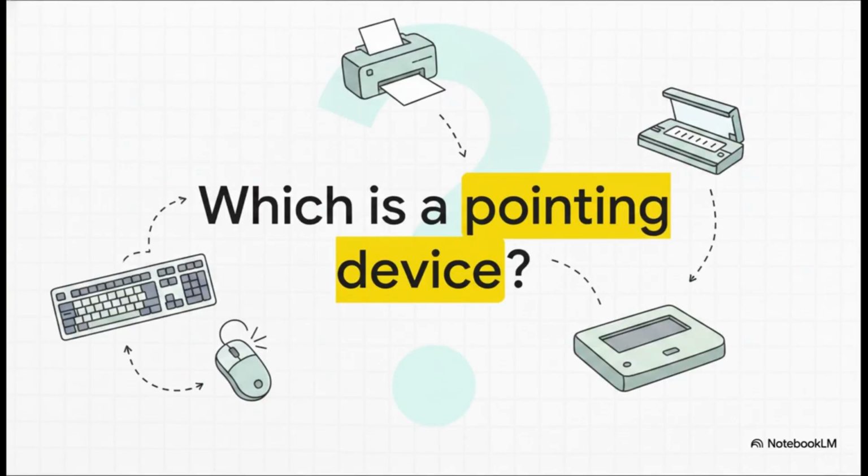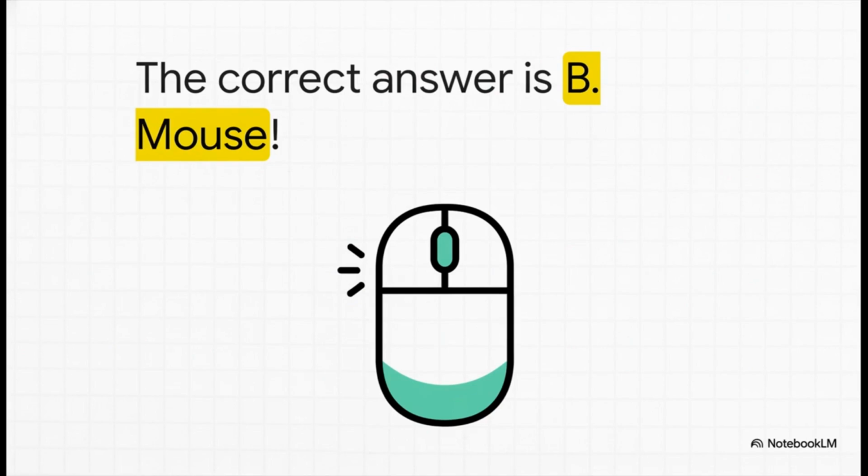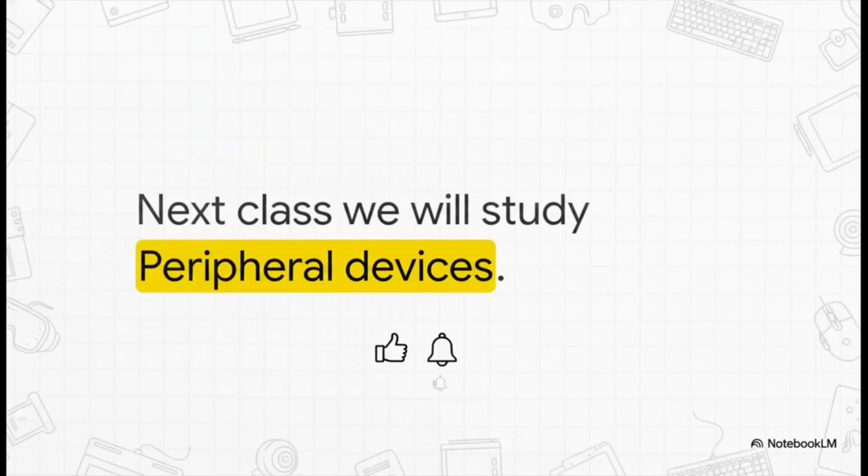And our final question for today, question 5. Which of these is a pointing device? A. Keyboard, B. Mouse, C. Printer, or D. Scanner? The correct answer is B. Mouse. Excellent job if you got all of those right. Make sure to remember these key facts as they are the absolute foundational building blocks of everything you will do on a computer. Before we go, think about this. With virtual reality and brain-computer interfaces on the horizon, what do you think the input devices of the future will look like?